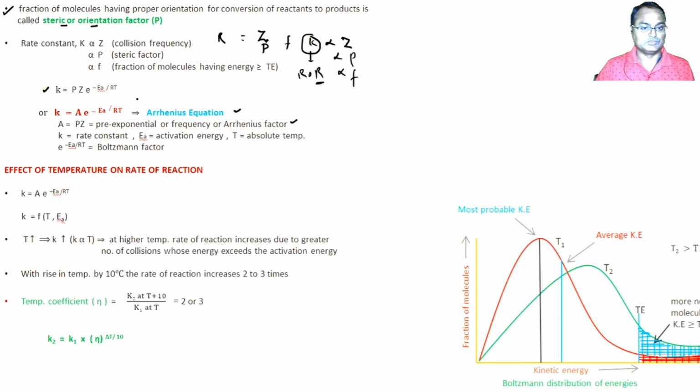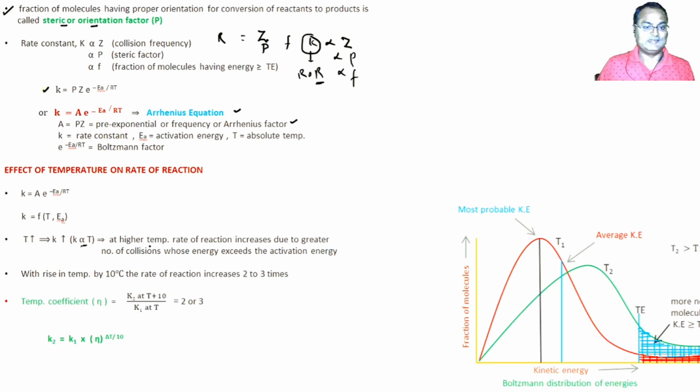Now see the effect of temperature on the rate of reaction. This is the Arrhenius equation, K is equal to A e to the power minus E upon RT. From this equation we see that the rate constant is a function of temperature and activation energy. It means that it depends upon the activation energy and temperature, right? So generally, with increase in temperature, the value of K increases. It means that K is directly proportional to temperature.